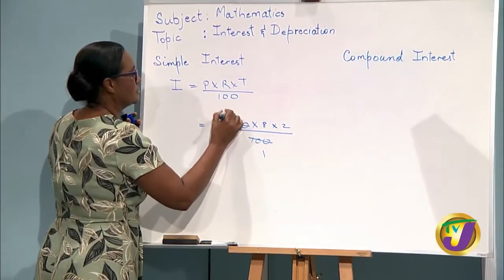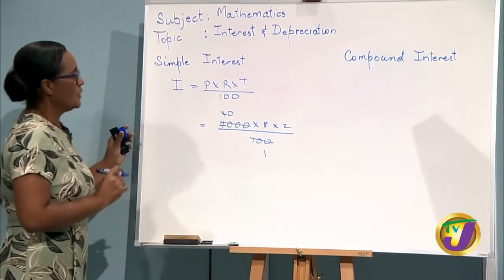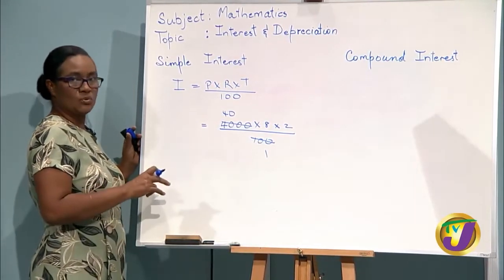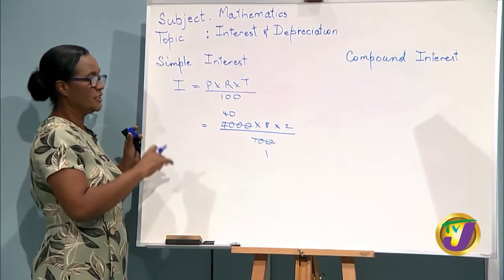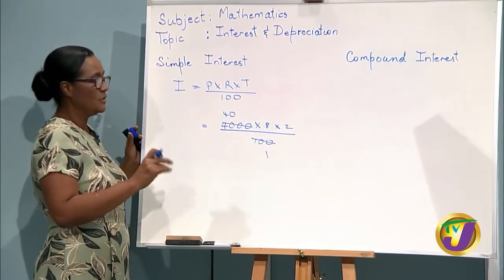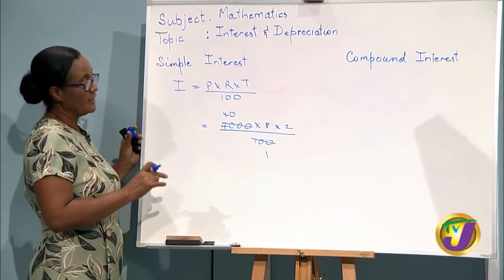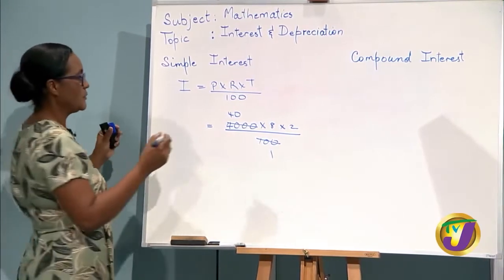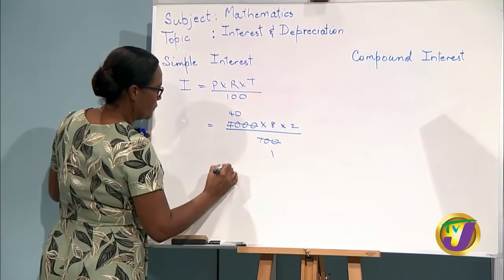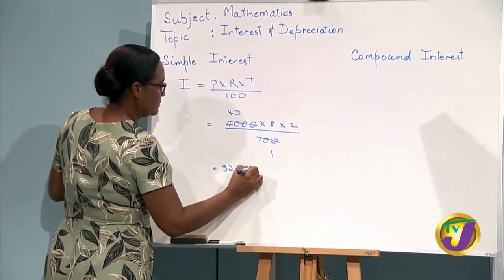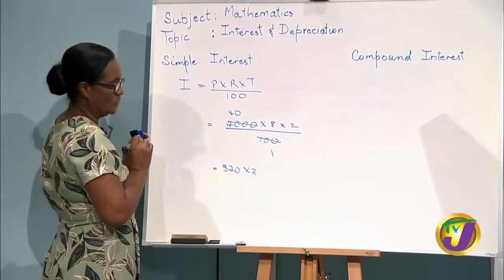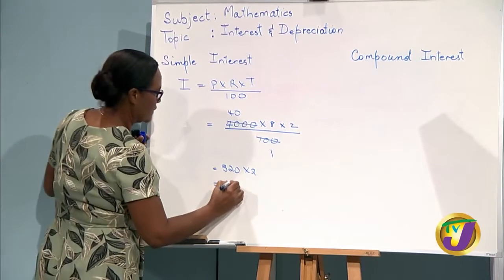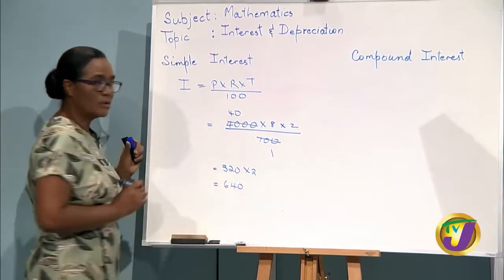So we now have 40 times 8 times 2. We could do 40 times 8, then times 2. 40 times 8, I could do that in my head. 4 8's 32, so 40 times 8 would be 320. So I now have 320 times 2, which gives me 640. Or I could do it on paper. So let's do it as if we're doing it on paper.